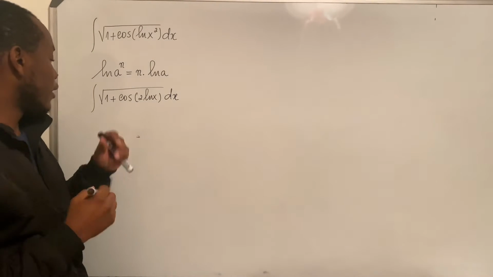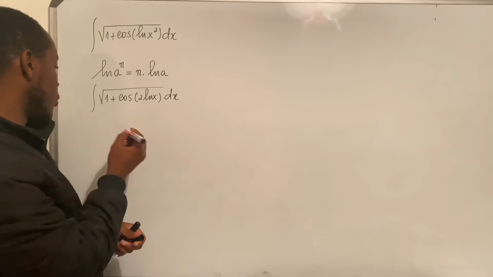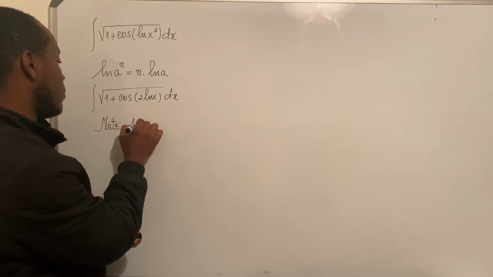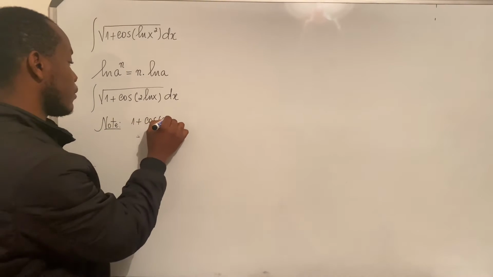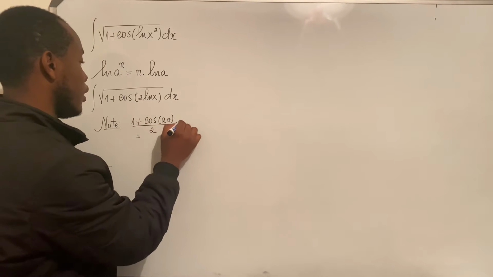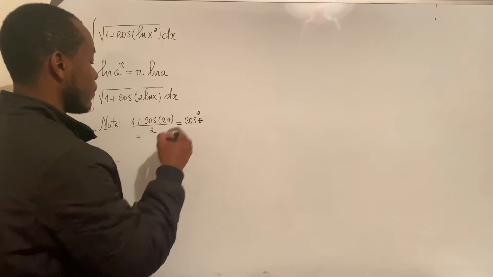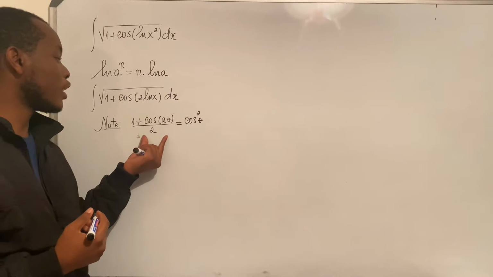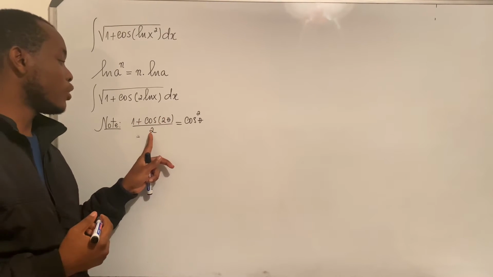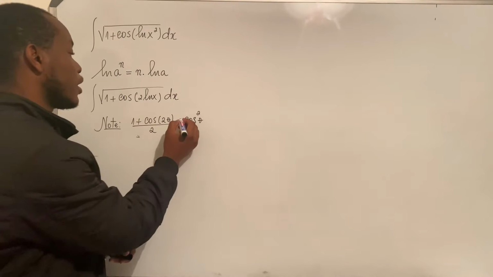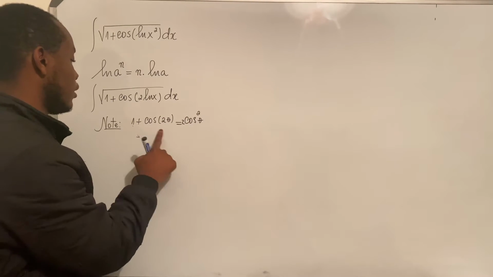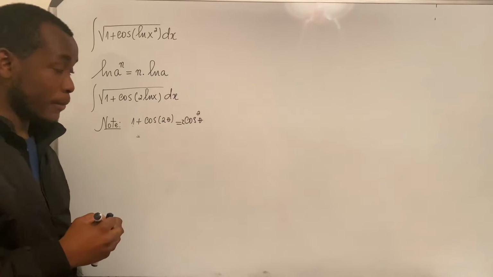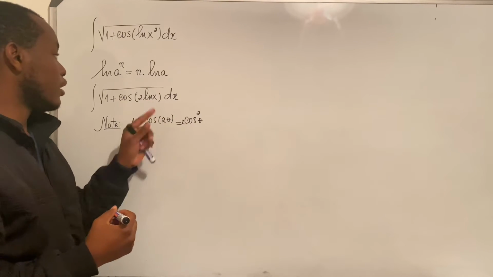Now, we can remember the rule that says 1 plus cos of 2 theta over 2 is equal to cos squared of theta. But if we look, we don't have over 2 here. We don't have 2 as denominator. So we can isolate this expression. The 2 that is dividing will come to that side multiplying. So 1 plus cos of 2 theta is equal to 2 times cos squared of theta. So in our case, our theta is ln of x.